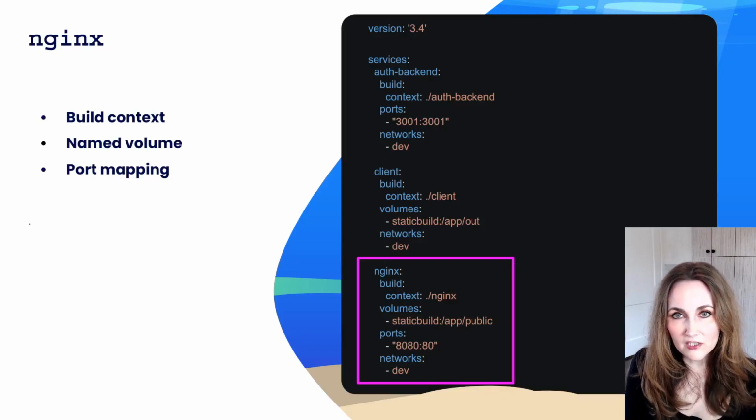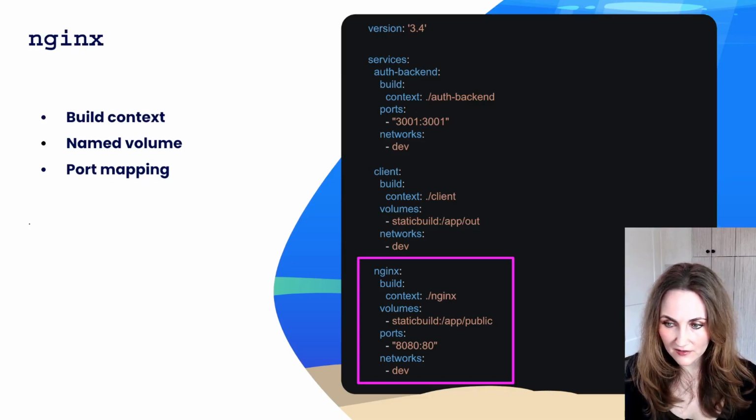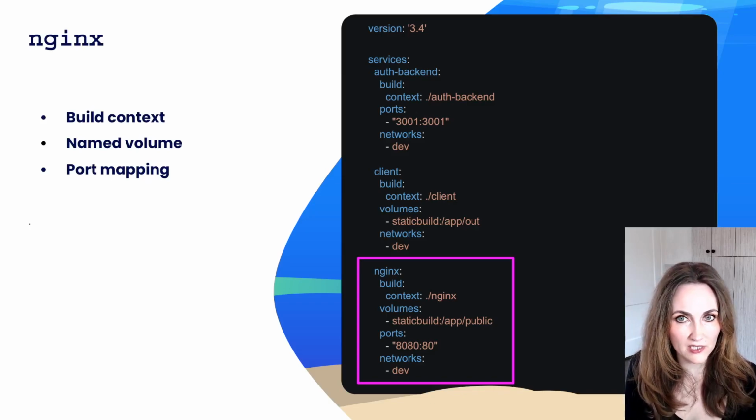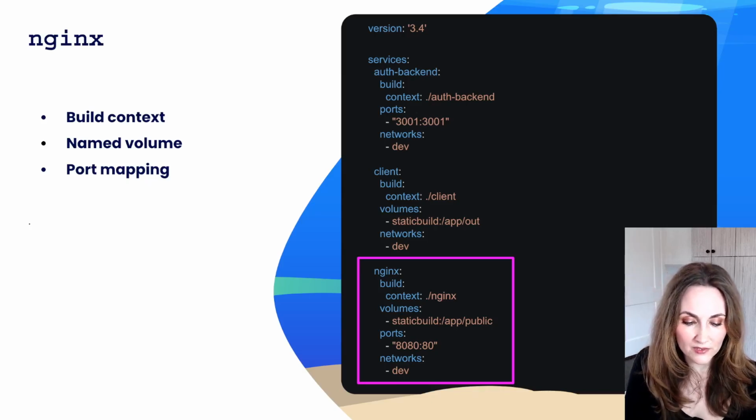So if we look at our NGINX service now, we can inspect some of the salient points. The build context, like our other services, is a local directory called NGINX. And we're also using our named volume here, which is being mapped to the app public directory on the container. This means that our static Next.js content will be available in the app public directory on our NGINX container. We're also mapping port 80 on the container to port 8080 on the host.